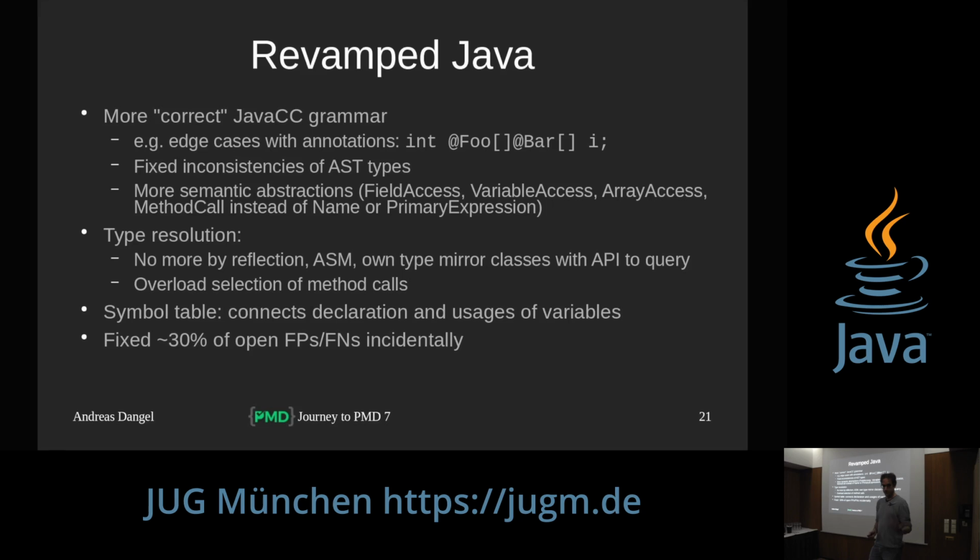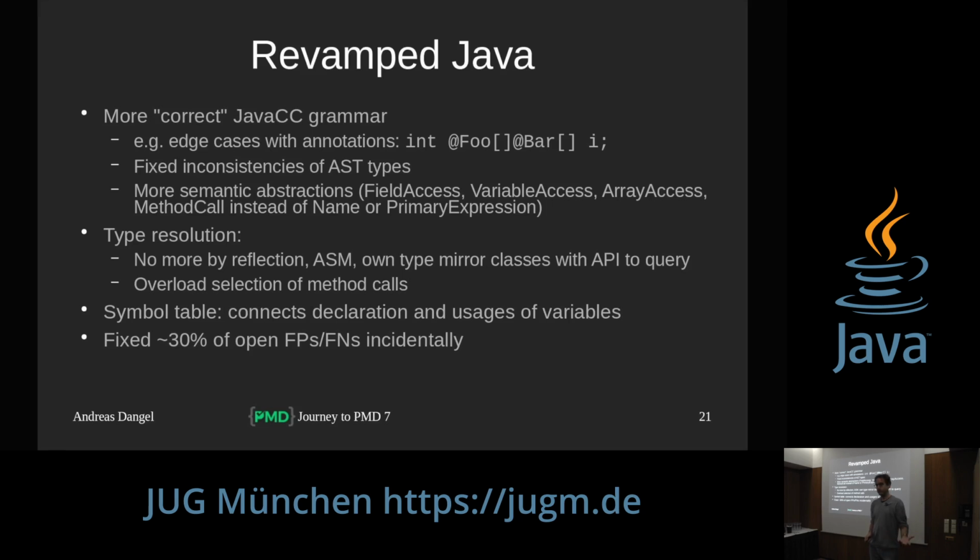And we have added new nodes. They are more similar to the language specification, like variable access and method call. Before, it was really difficult to figure out whether some primary prefix and suffix is actually a method call, because it has arguments later on. So now it's clear it's its own node, and it's much simpler to write rules around this.